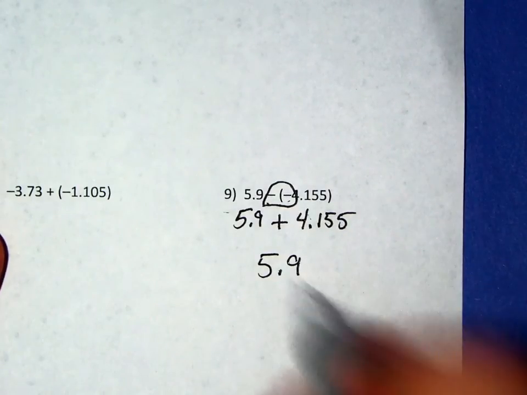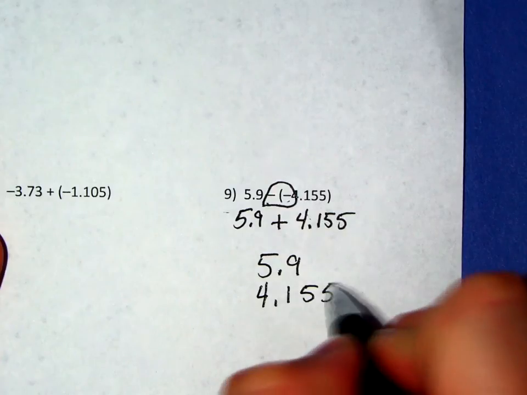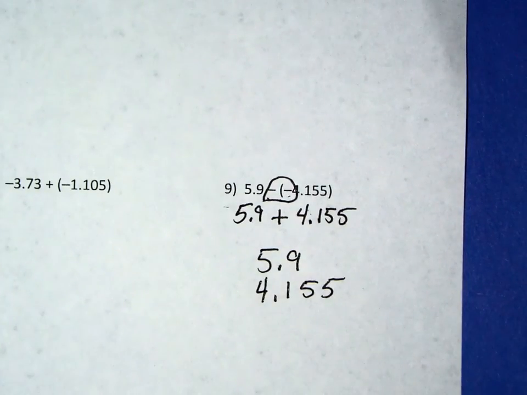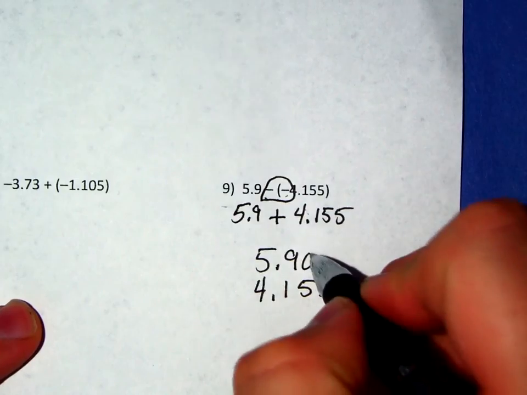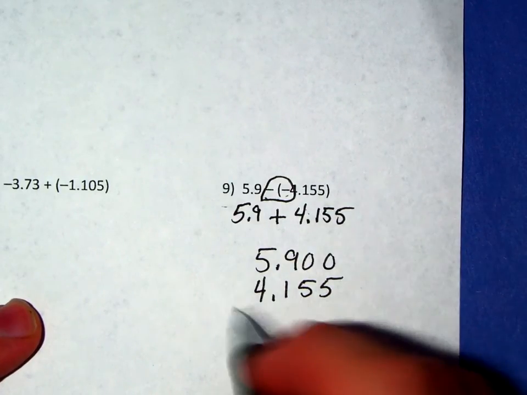And again, if it makes it easier to see the problem, we can line those up. 5.9 with 4.155. And when you're adding decimals, it's not as important to have the filler numbers following, but it still helps to see the problem a little bit more clearly.